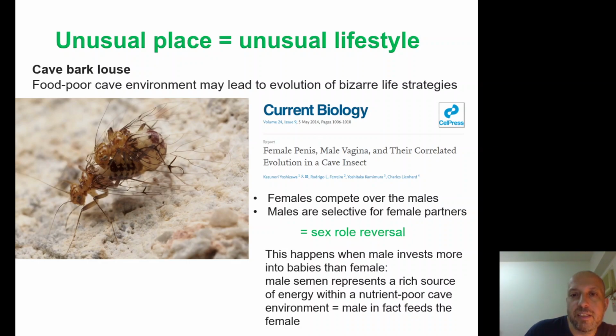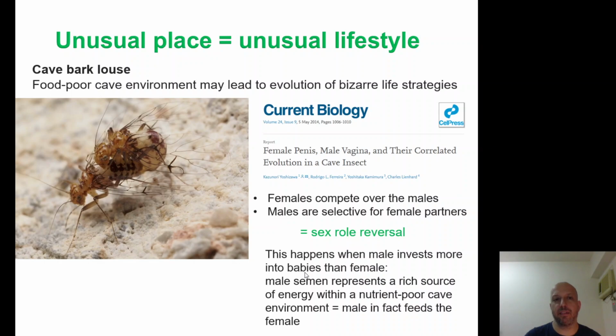a very crazy strategy, something which we call sexual role reversal. So basically, normally we have seen in sexual selection, in the sexual fight, that it was always the males who somehow compete for the attention of the females, right? Here it's the opposite. So here the females compete for the males, and the males are the ones who are selecting the female partners. Why is that?